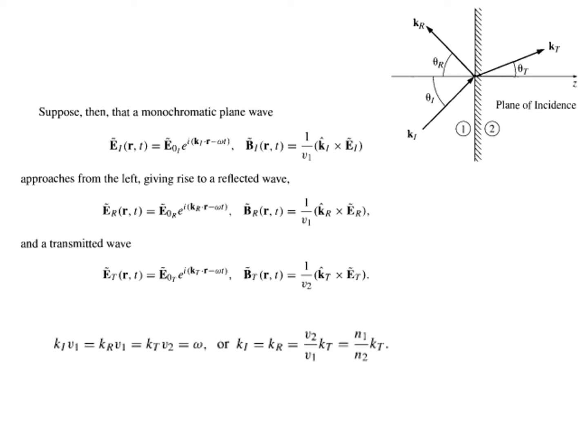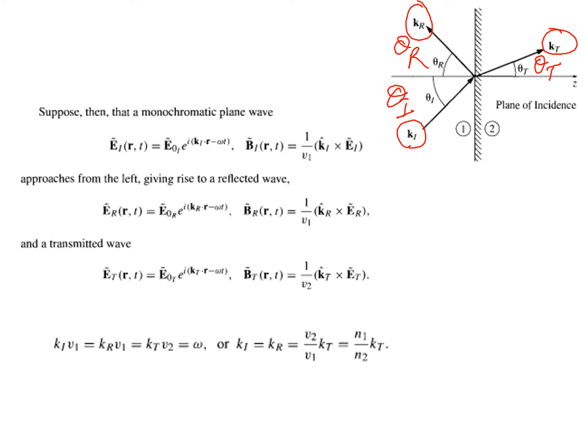The electromagnetic wave is incident at an angle theta I, a part of that is reflected at an angle theta R, and another part is transmitted to the next medium with an angle theta T. And Ki, Kr and Kt represent the wave vectors in medium 1 and medium 2 respectively. But we know that the magnitudes of Ki and Kr are the same because they represent the wave vectors in the same medium. Reflection and transmission take place in the same medium.